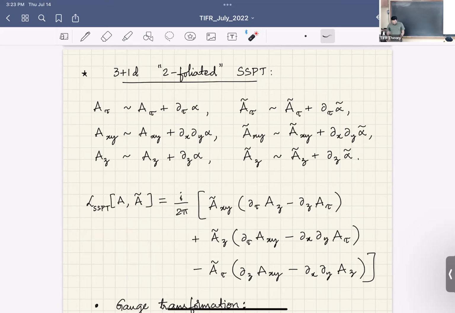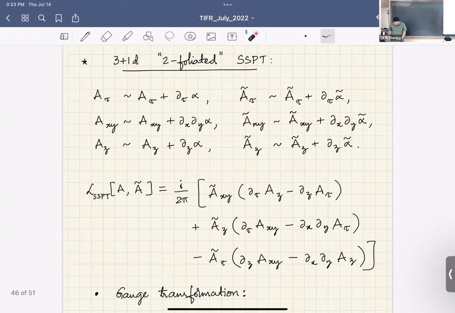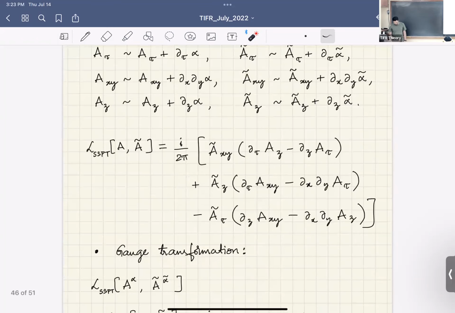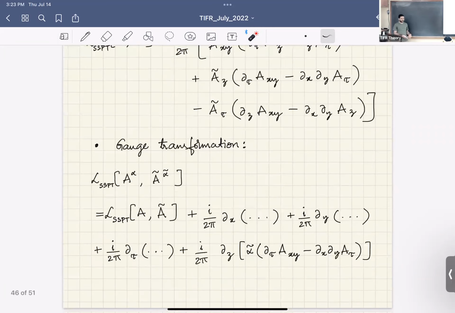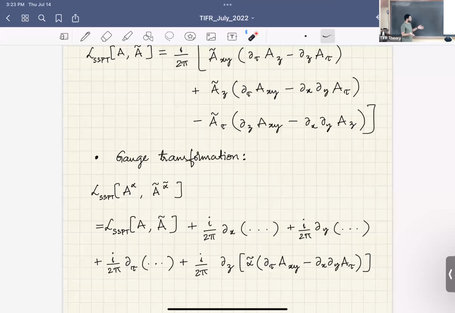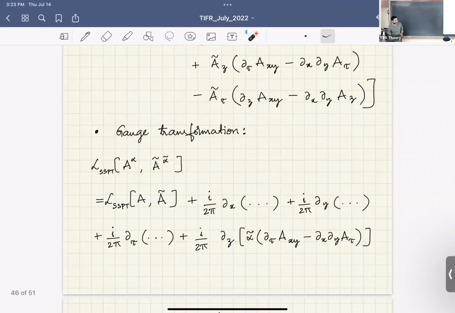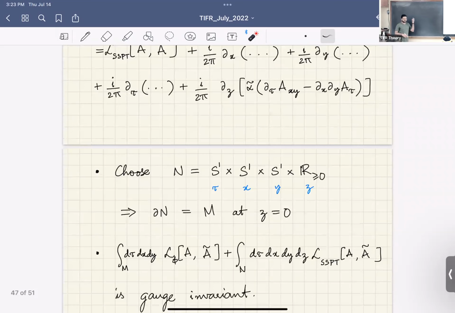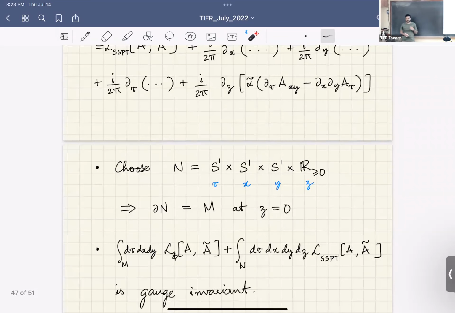And the gauge transformation of this SSPT action involves a bunch of terms. They are all total derivative terms. If you put it on a closed manifold, it's gauge invariant. But if you open up a boundary in the z direction, then we get this transformation here, which exactly cancels the anomalous phase in the 2 plus 1 d theory.